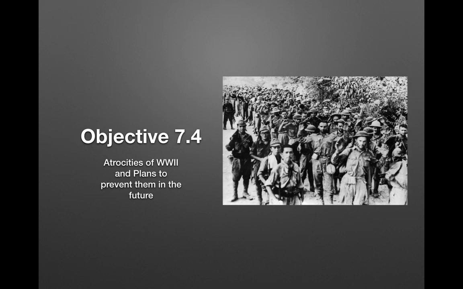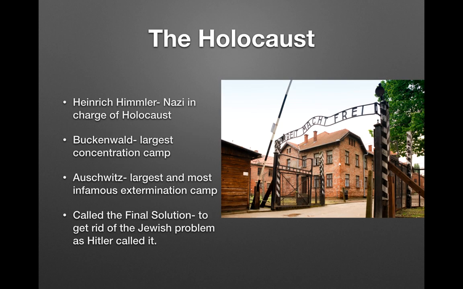Now, Objective 7.4 are atrocities, or the horrible things of World War II, and plans to prevent them in the future. If we're going to talk about atrocities, we have to talk about the Holocaust. And so here we are. This is the front gate of Auschwitz, which says, work makes you free, which is a horrible slogan.